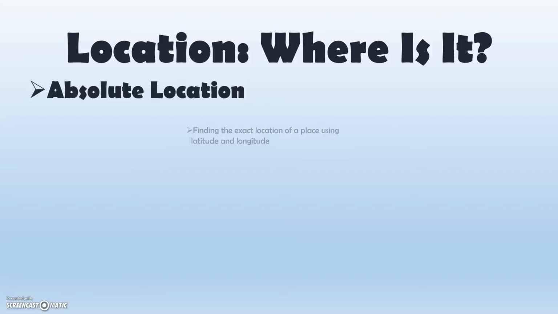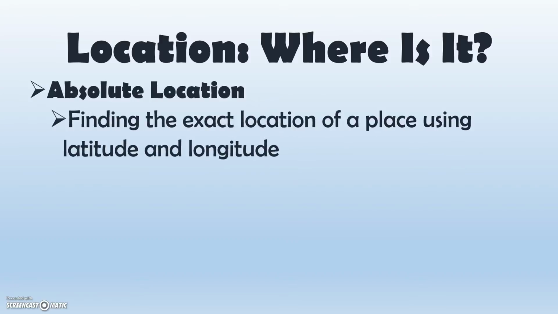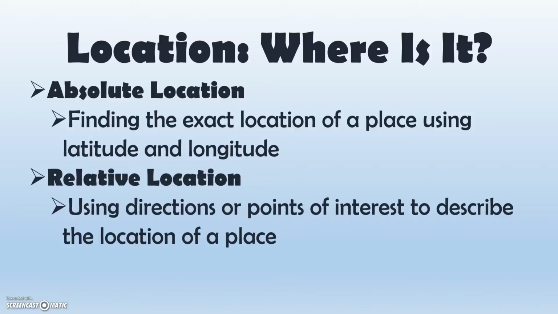The first way is by using something called absolute location. Absolute location is when I want to use latitude and longitude to really pin down exactly where something can be found on the Earth's surface, using lines of latitude and using lines of longitude, which we'll take a look at in just a second. The second type of location is one we use much more often, and that's called relative location. And that's when I'm going to use different points of interest and directions to try to describe where something can be found, where something is located.